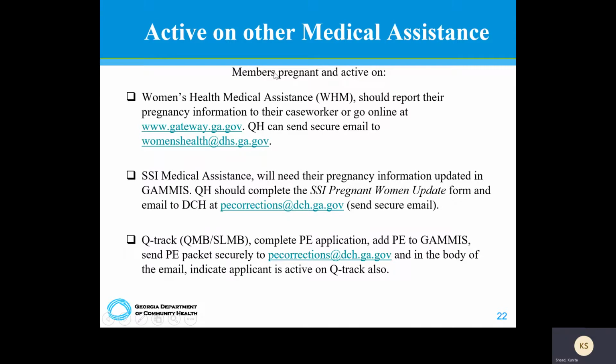So again, especially if you have a pregnant woman that is active on Women's Health, you will let her know that she would need to report that information to DFACS, or she can report it to her caseworker, or she can go online to the Gateway web address. Or if you would like, you can send an email to the Women's Health email address listed here about that particular individual. When you are sending information that has PII or PHI in it, please make sure that your emails are sent secure.